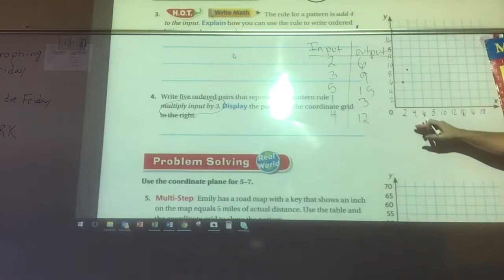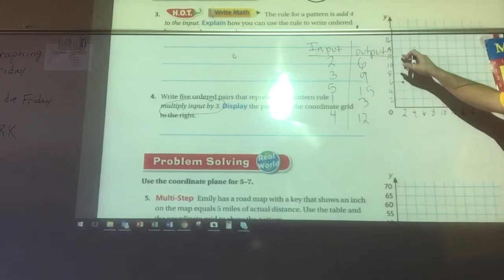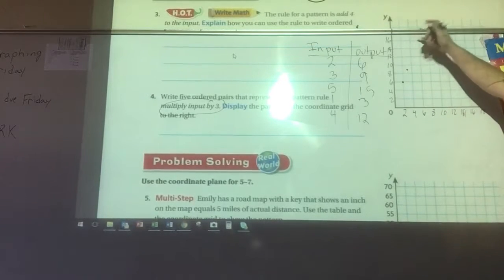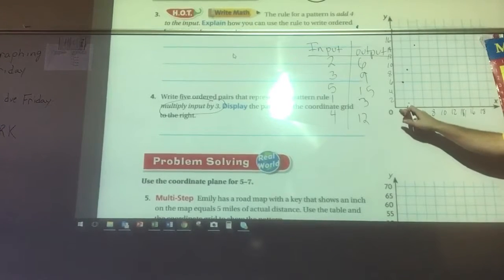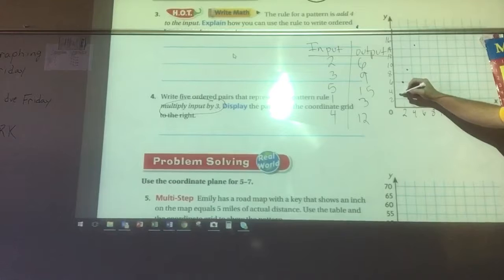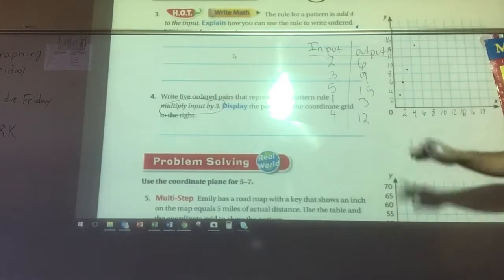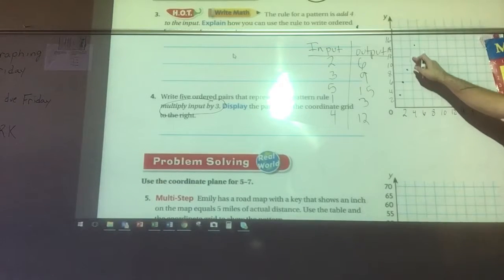Then we have 5 and 15. 5 is between 4 and 6. Up, 15 is between 16 and 14. We have 1, 3. 1 over, 3 up. And we have 4, 12. 4 over, 12 up.